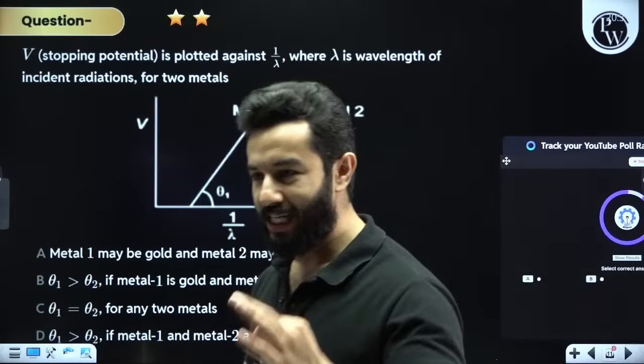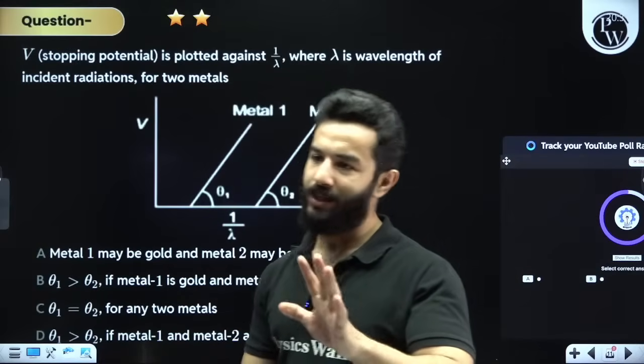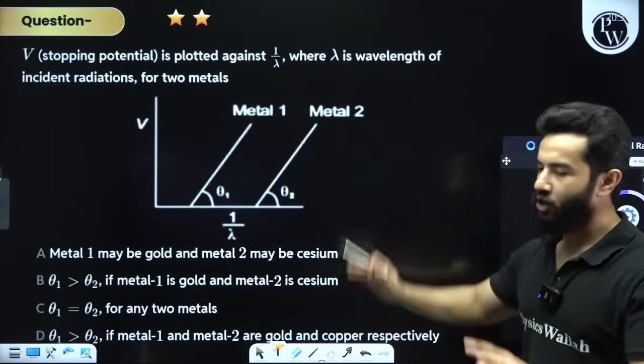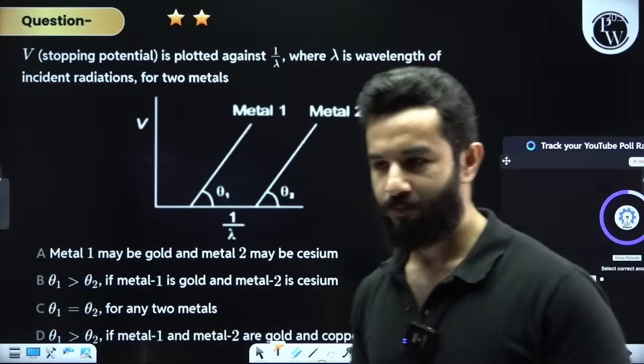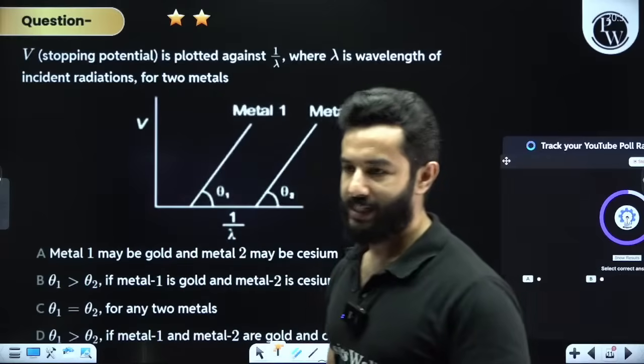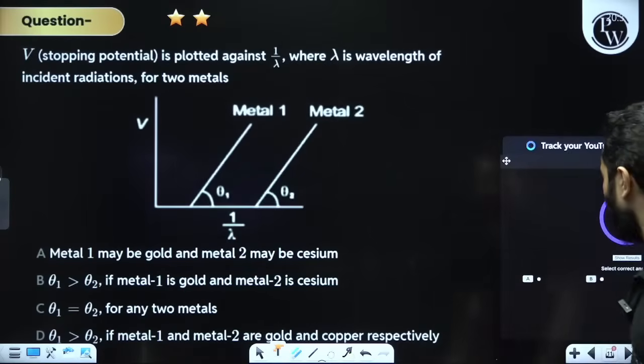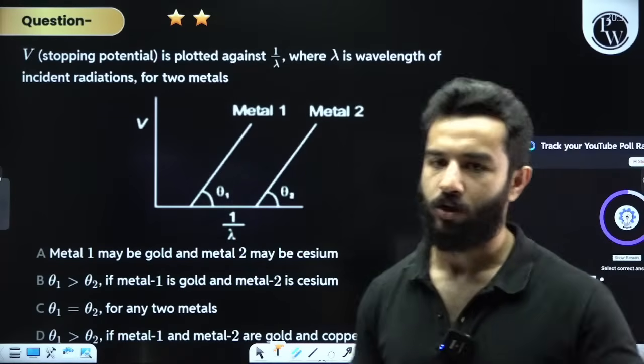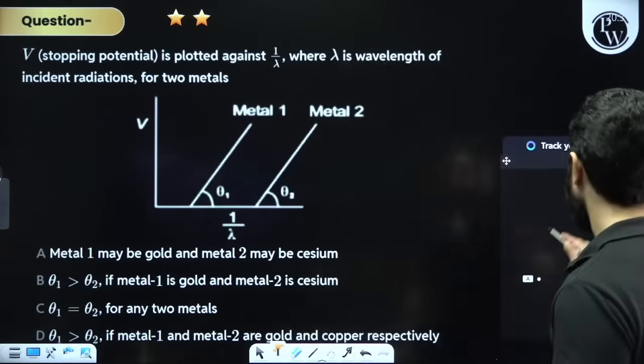Explain photoelectric effect shortly. Okay. Amit, I'll explain it to you in short using this. Your demand has been accepted. I'll explain photoelectric effect in short using this question. Come on, let's start.